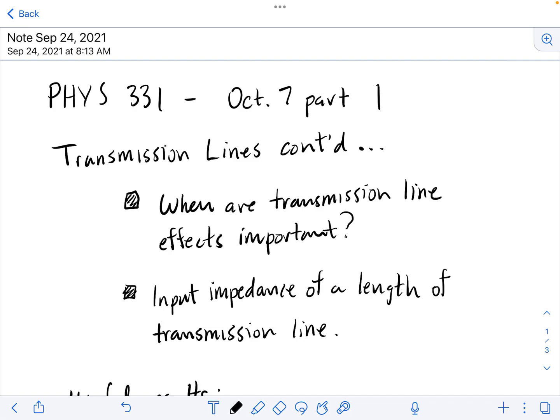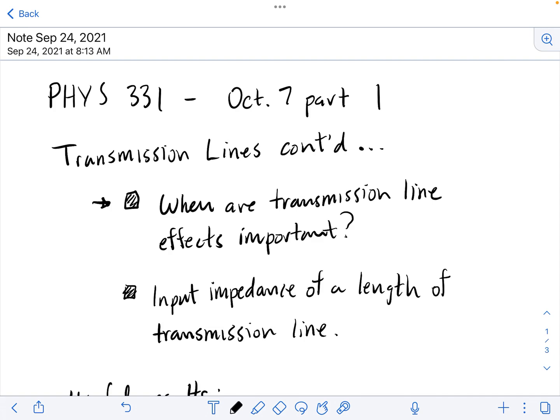What I'd like to do today is to continue our discussion of transmission lines. Specifically, I want to achieve two things. The first is I want to understand when some of these transmission line effects that we've been discussing are important and when can they be ignored?